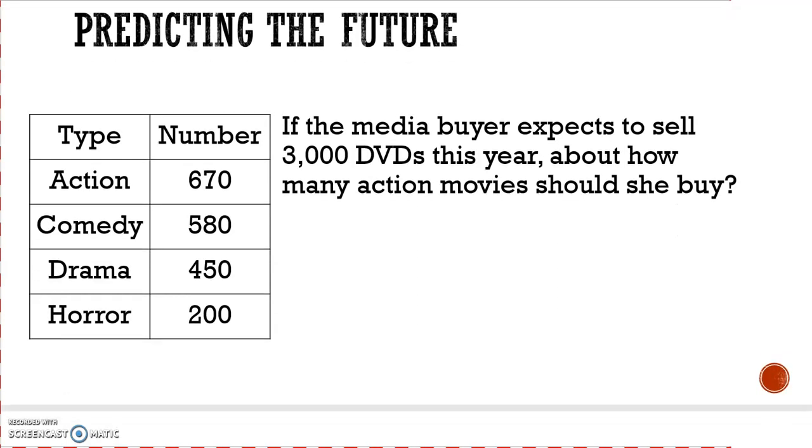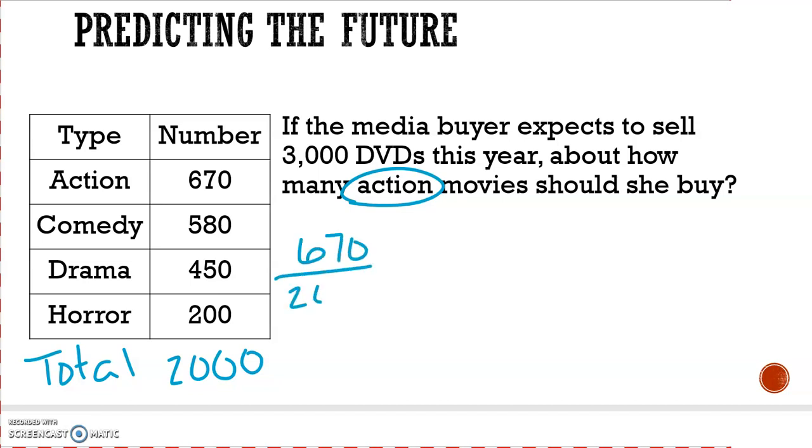Okay, if the media buyer expects to sell 3,000 DVDs this year, about how many action movies should she buy? Okay, so she thought, well, 5,000 was too much. What if I just bought 3,000? How many of each should I buy? So again, our total, because it's the same chart, otherwise we'd be adding these all up again, is 2,000. So we want action, so that is 670 over the 2,000 equals x over 3,000.